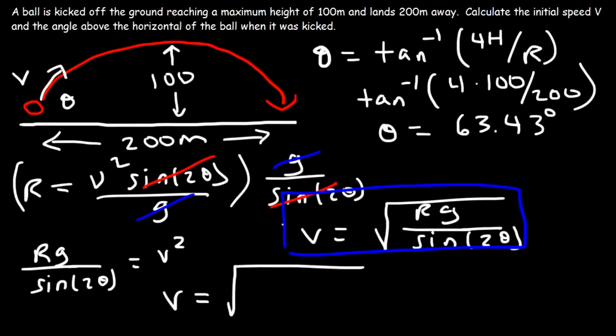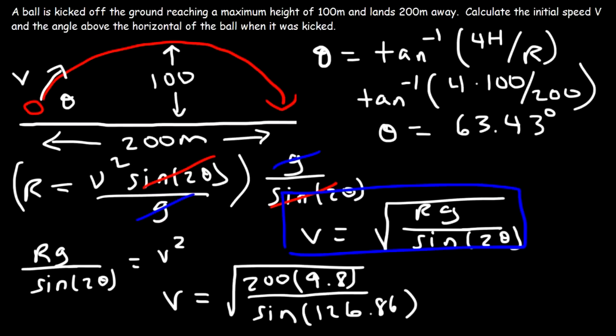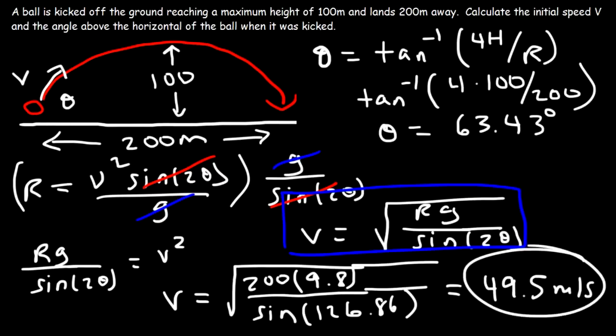The range is 200, g is 9.8, theta is 63.43. So 2 theta, or 2 times 63.43, is 126.86. 200 times 9.8 is 1960, divided by sine 126.86. That's about 2449.7. And if you take the square root, you'll get the speed, which is 49.5 meters per second. And that's it.